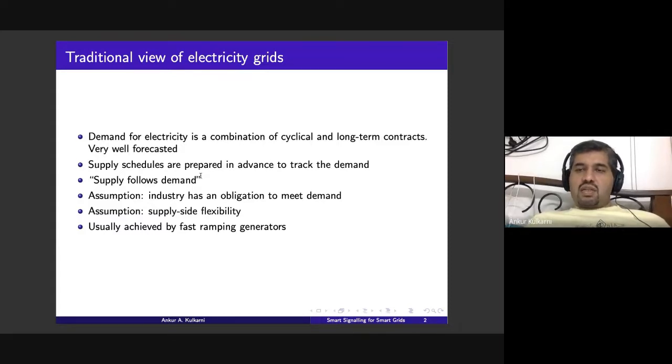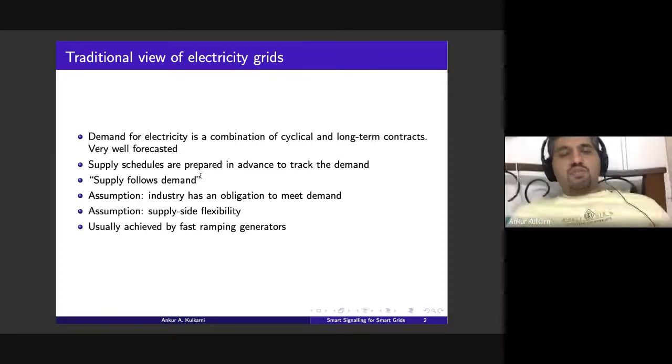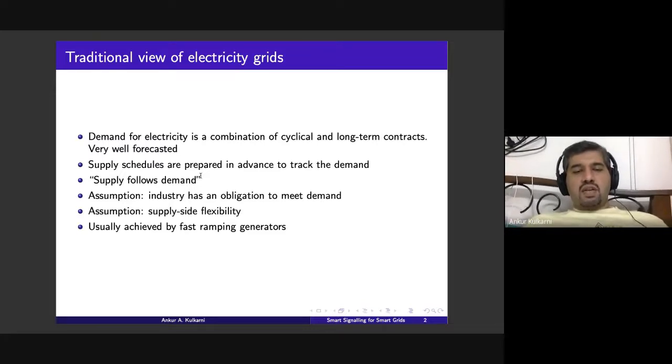In order to do this, there is another assumption that the industry has supply side flexibility. Even though demand will have variability, and even though it's forecastable, there is some flexibility available with the industry to take care of any deviations from the forecast. So the traditional view has also been that the industry is armed with enough flexibility at its end.